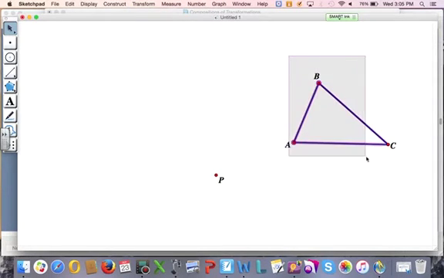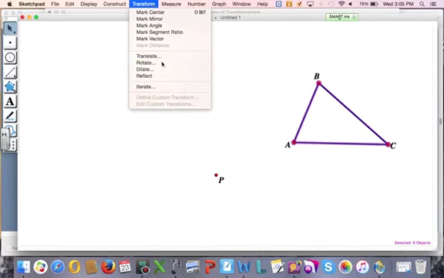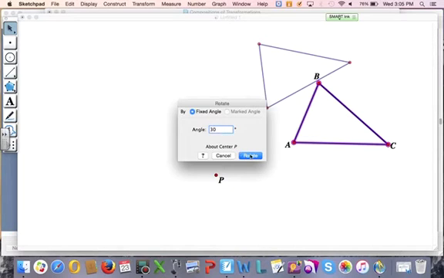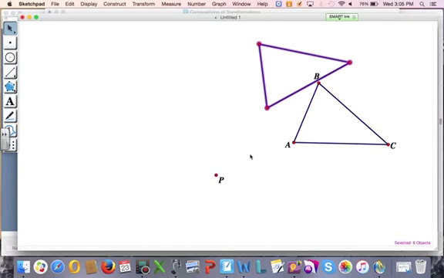And then I'm going to take this figure and rotate it, but I don't want 90 degrees. I wanted 30, and there's my rotation. And it says label that image as A prime, B prime, and C prime, and when I tell the program to label my points, it automatically calls them that.